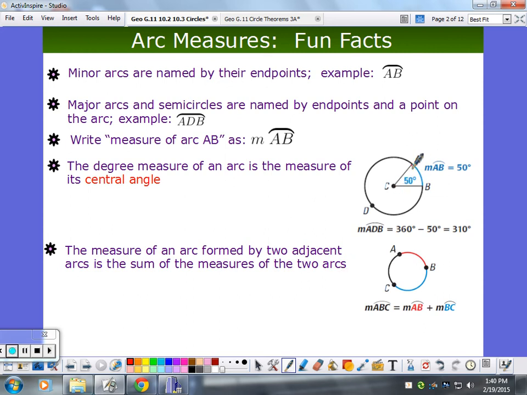So, okay, let's look at this one again. Here's my minor arc. Let's say it's 50 degrees. If I want to find the major arc, ADB, how would I find its measure? Jerry, how would I find its measure? Right. The whole thing's 360, so if I subtract out the 50, this major arc would be 310 degrees. The whole thing's 360.